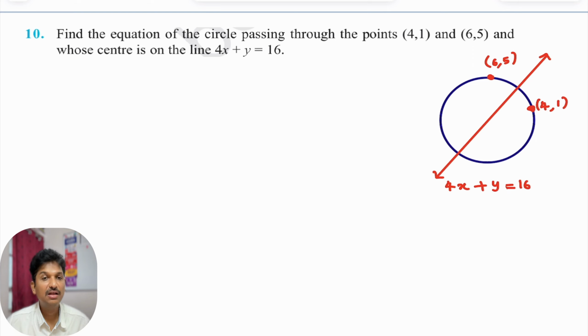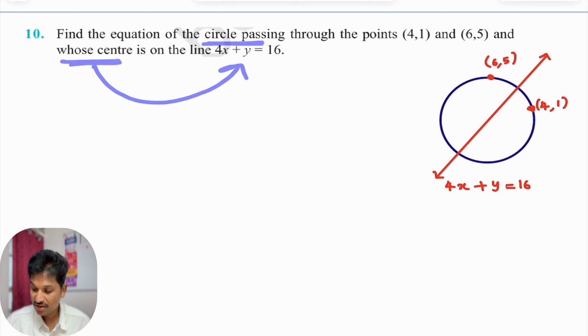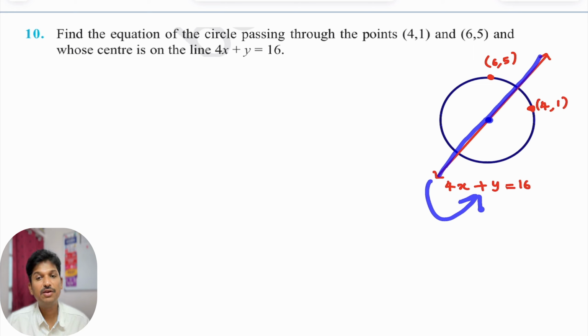And they mention that the center of the circle whose equation you want to find lies on this line. See, this is the center of the circle. The center of this circle lies on the line. The line equation is also given: 4x plus y equal to 16. So this is the data given. You need to find this circle equation.